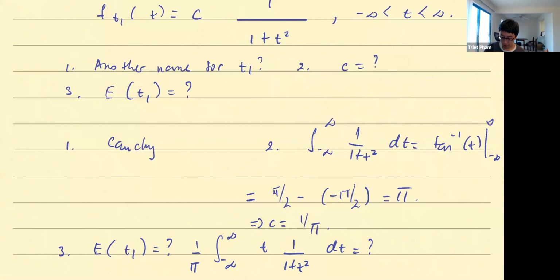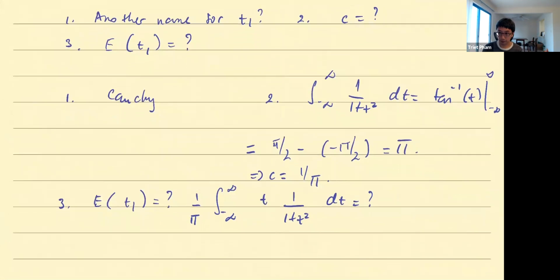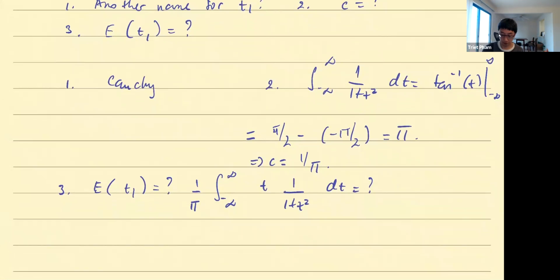So let me help you out. This is odd, this is even, so the whole thing is odd. You integrate over a symmetric interval, so the answer should be 0, right? The answer is no, it does not exist. Okay, it does not exist.